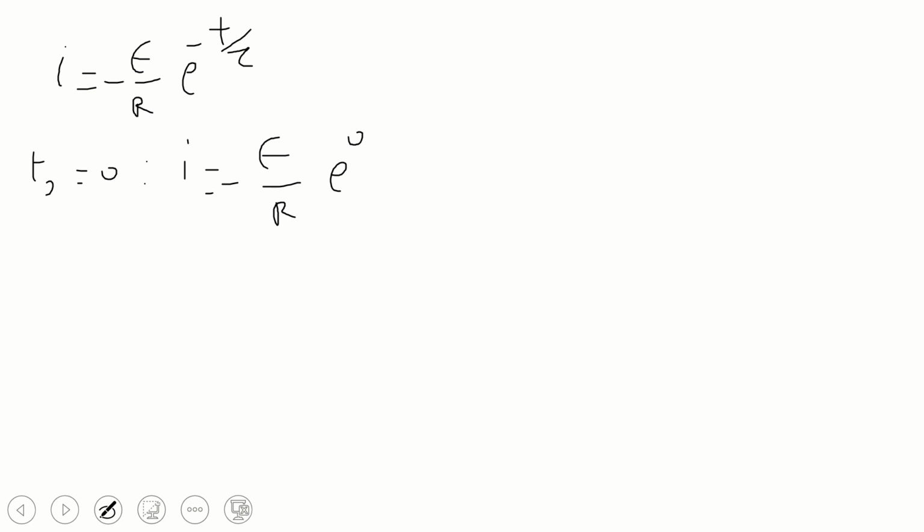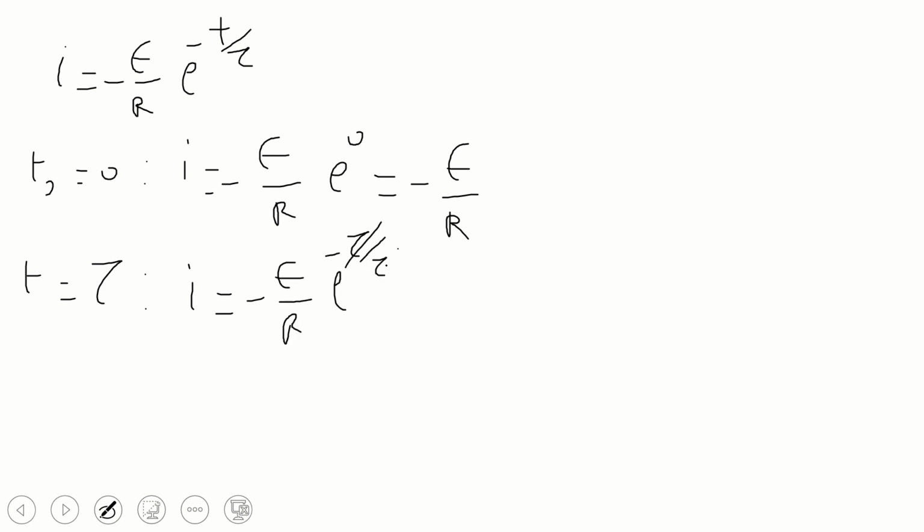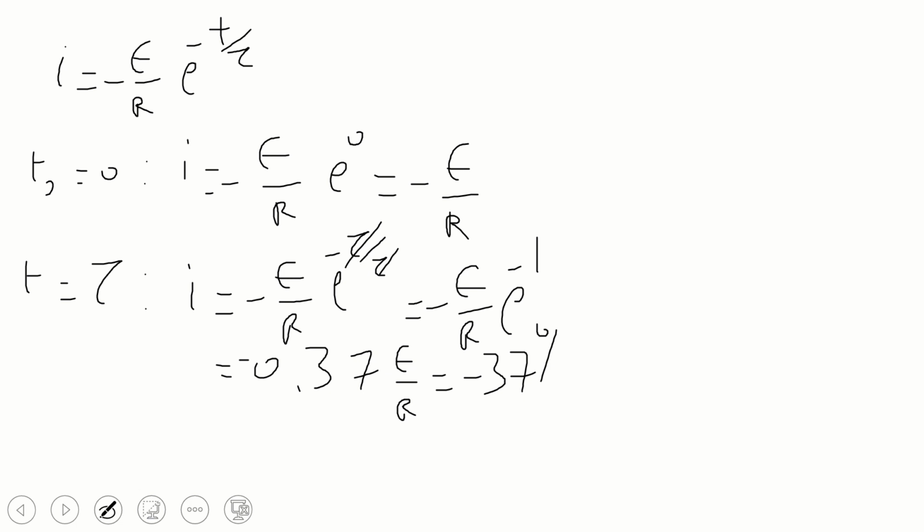Now, as I equals minus E over R exponential minus T over tau, at T equals 0, I equals minus E over R exponential 0. Exponential 0 is 1, so minus E over R. At T equals tau, I equals minus E over R exponential minus tau over tau. It means minus E over R exponential minus 1. So it's 0.37, minus 0.37 E over R, or minus 37% from E over R, or from I max.